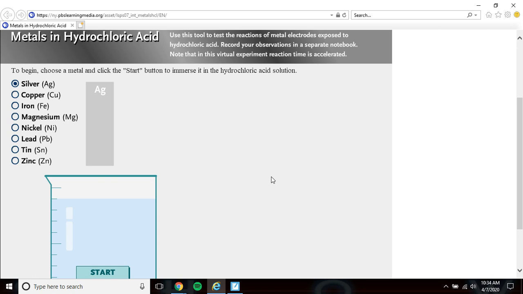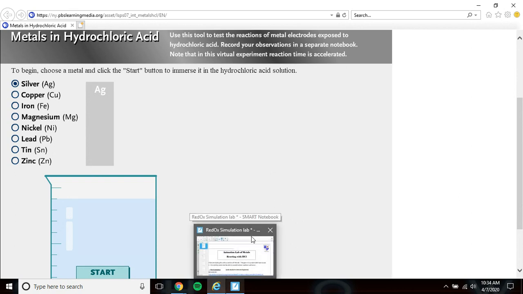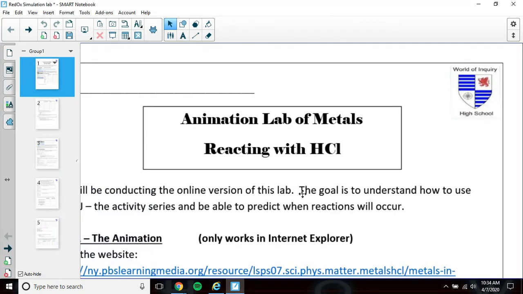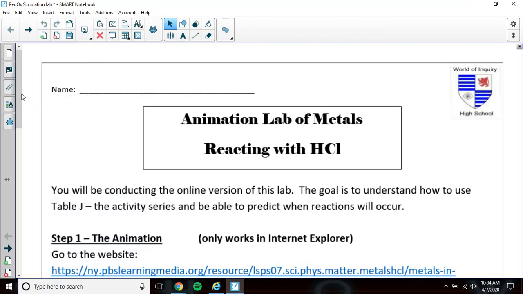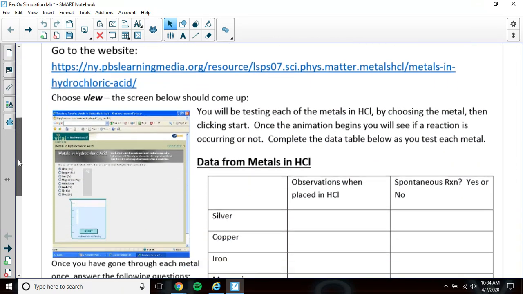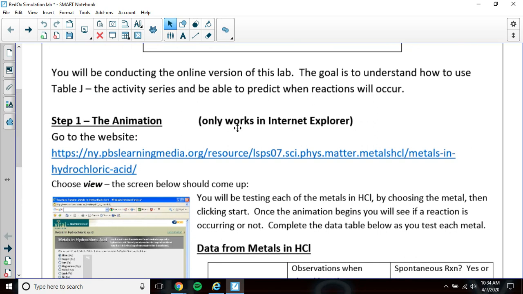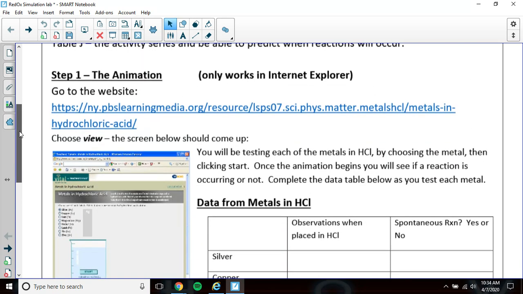Hey everybody, I am going to walk us through the virtual lab for RedOx today. I have two screens I'm going to be flipping back and forth from. This first screen is the actual simulation, and this screen is your actual lab that you should be looking at. So I went to this animation site that says it only works in Internet Explorer. I have it up and running.